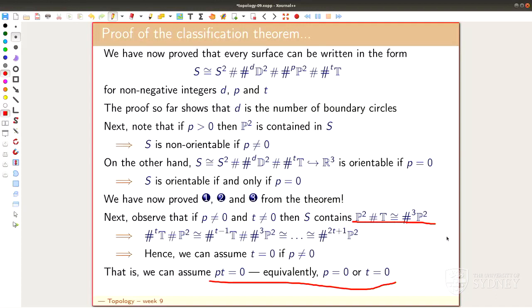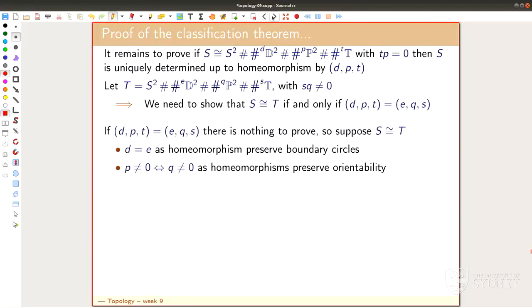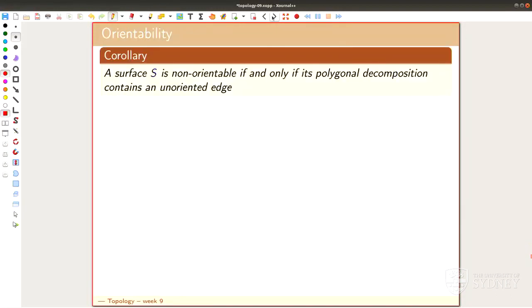That's interesting. Okay. So the reformulation of the theorem, let me just skip the remaining parts and let's go to the corollaries. So there's one more slide where the theorem continues. Let me just skip it for now. A surface is non-orientable if and only if its polygon decomposition contains an unoriented edge. So you just need to find one of them.